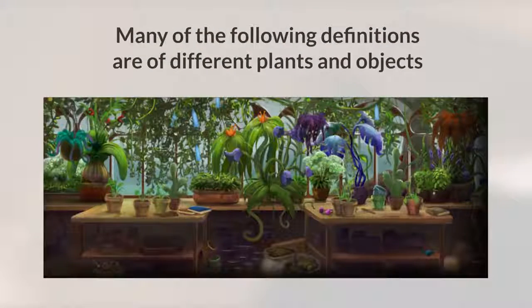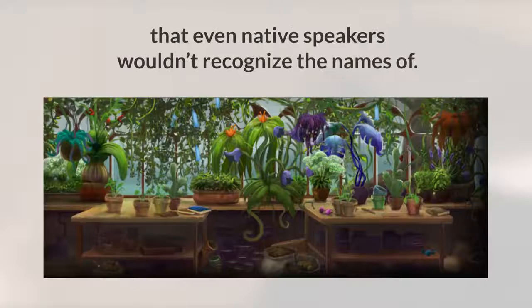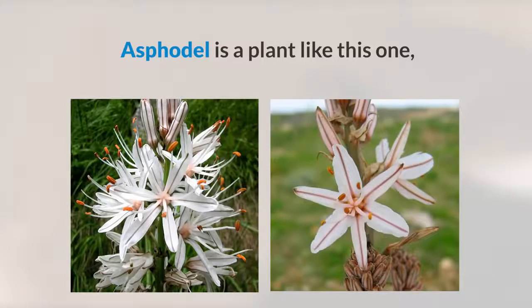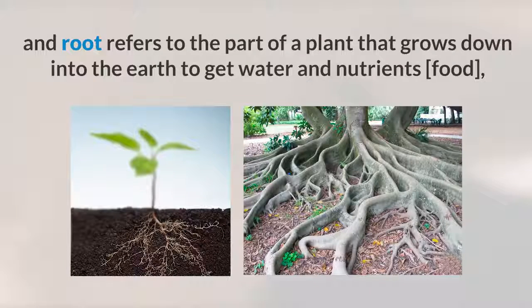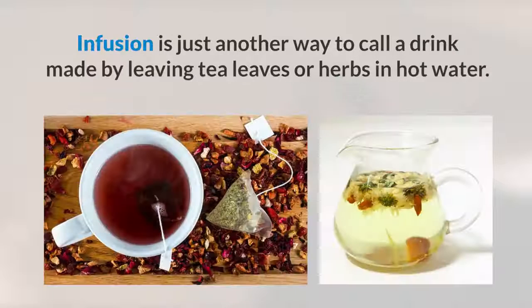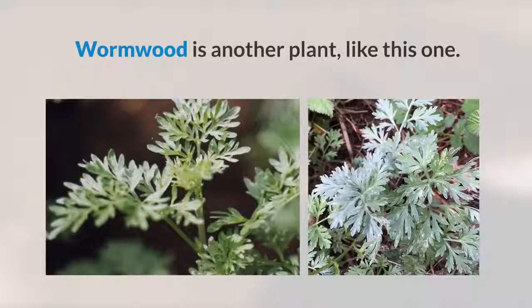Many of the following definitions are of different plants and objects that even native speakers wouldn't recognize the names of. However, we will still define them for you. Asphodel is a plant like this one, and root refers to the part of a plant that grows down into the earth to get water and nutrients, and holds the plant firmly into the ground. Infusion is just another way to call a drink made by leaving tea leaves or herbs in hot water. Wormwood is another plant like this one.